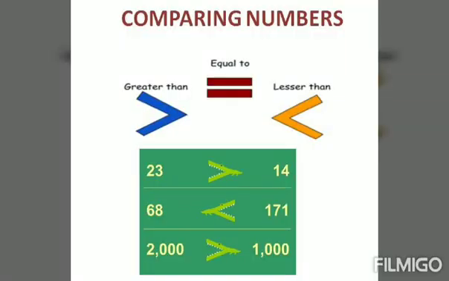Next we are going to compare the numbers. By using the greater than, less than, or equal to sign, we compare the numbers. This one we have already learnt in 3rd standard. Here I have given some examples, please refer to them. By comparing the numbers, we can arrange the numbers in ascending order and descending order.